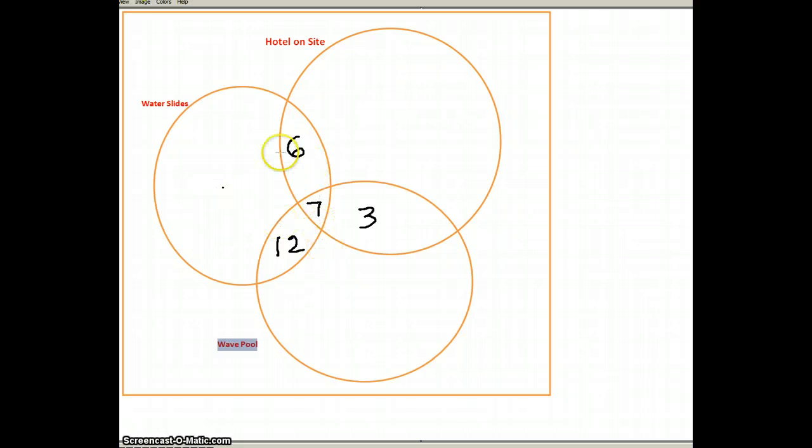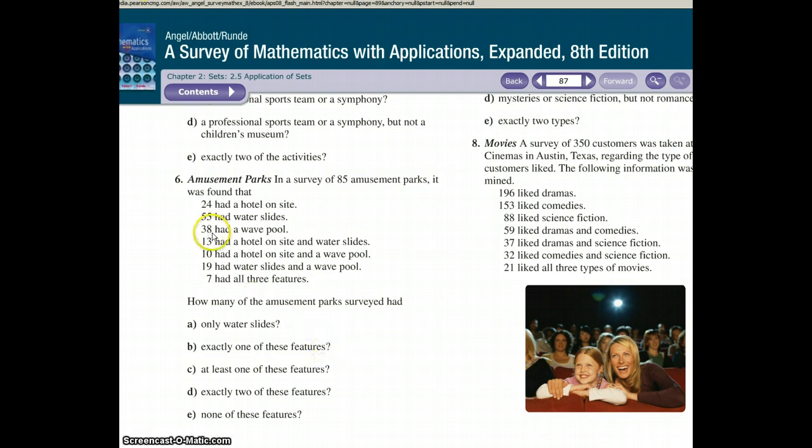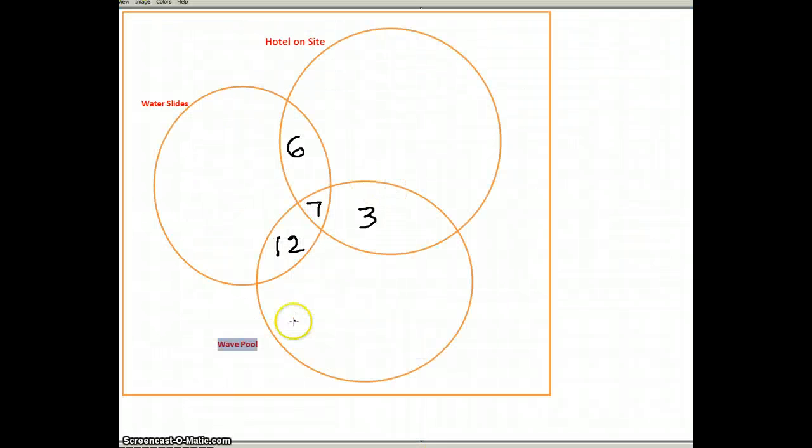Now we're going to start looking to fill up all the leftover areas. Let's go back. And now we have 38 had a wave pool. So let's look at the wave pool. The whole circle here is 38. If you subtract 38 minus 12 minus 7 minus 3, you will end up with 16. So this would be 16. And if you add again 13 plus 6, 19, plus 7, 26. 26 plus 12 is 38. So the total is 38.